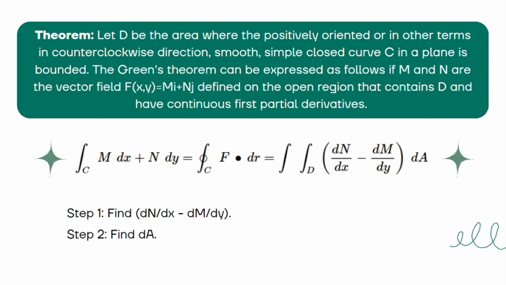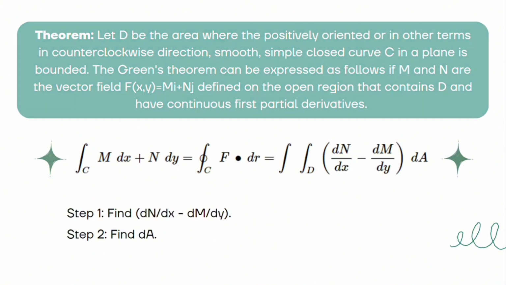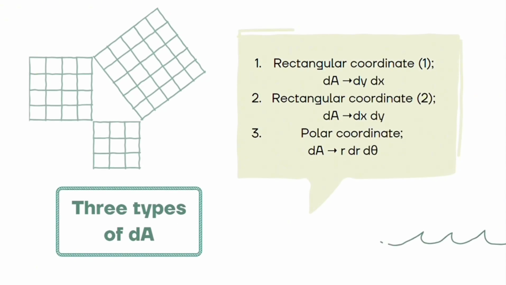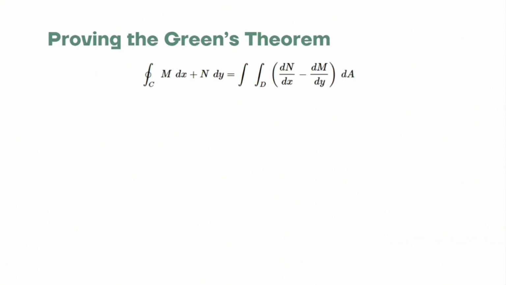There are two steps in calculating Green's theorem. The first step is to find dN over dx minus dM over dy, then find the dA. The dA is classified into three types. The first type is rectangular coordinate dy dx, then another rectangular coordinate dx dy, and lastly polar coordinate r dr d theta. Green's theorem can be proved as shown in the slide.